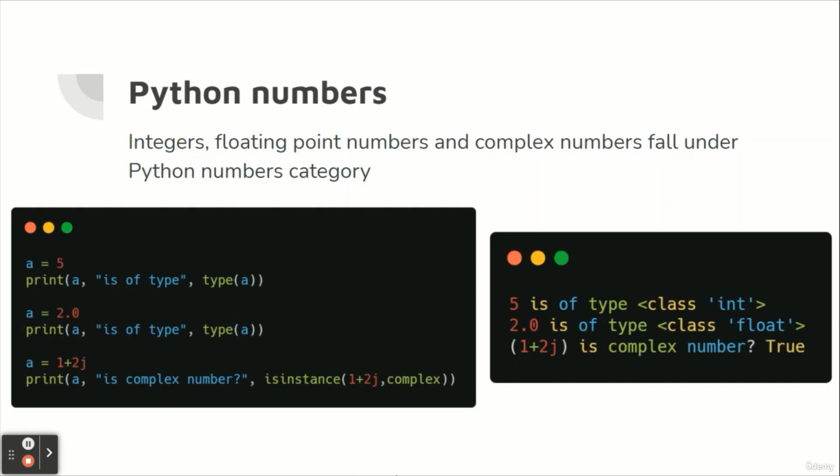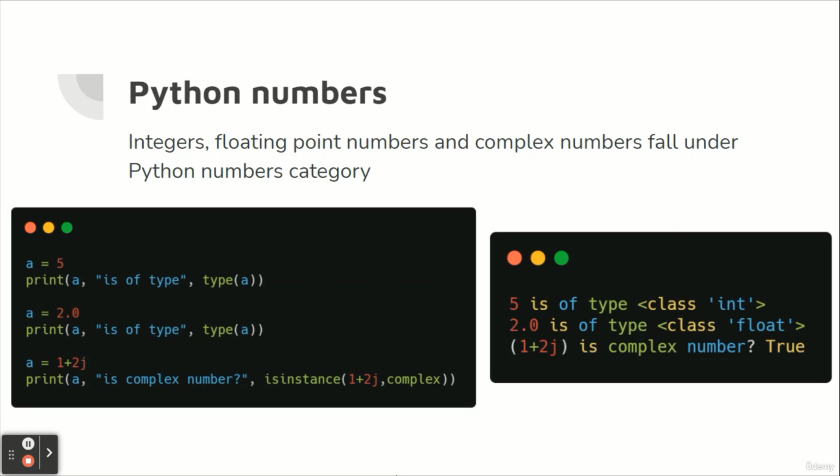Integers, floating point numbers, and complex numbers fall under the Python numbers category. They are defined as int, float, and complex classes in Python. We can use the type function to know which class a variable or value belongs to. Similarly, the isinstance function is used to check if an object belongs to a particular class. In the corresponding snippets, you can see the code example with its output.